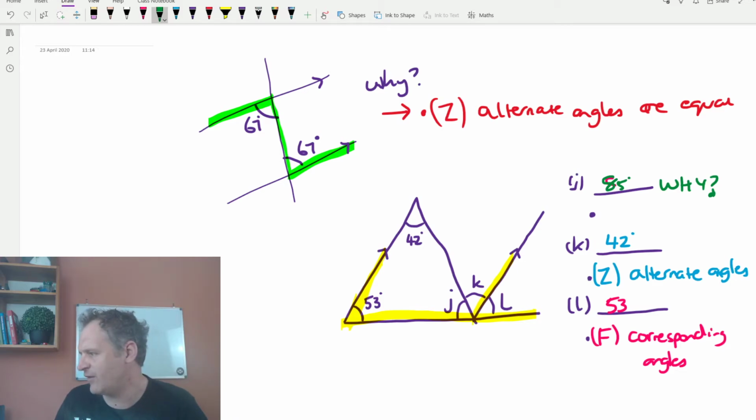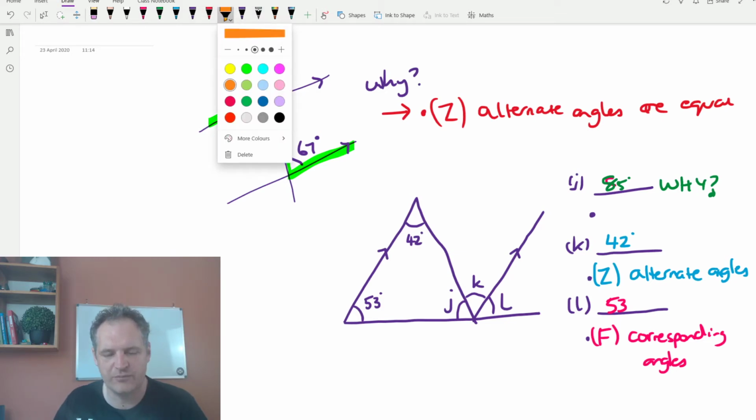J must be 85 because of angles in a triangle. Let me get rid of the highlighter so you can see the two ways I can do this. No, I don't want to get rid of the whole of that. No, this is more difficult than I imagined. We're going to change to a different highlighter. We're going to go to the orange.